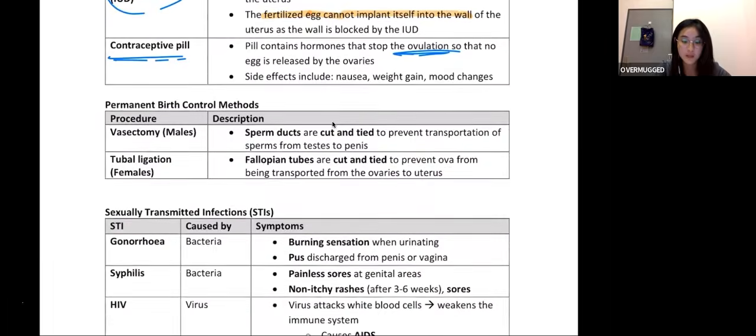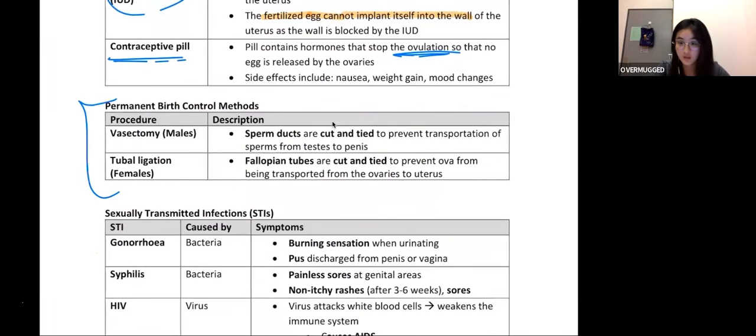All right, then permanent, important. Permanent means permanent. Okay, no going back. So for males, it's called vasectomy. You cut and tie sperm ducts. Then for females, tubal ligation. You cut and tie fallopian tubes.